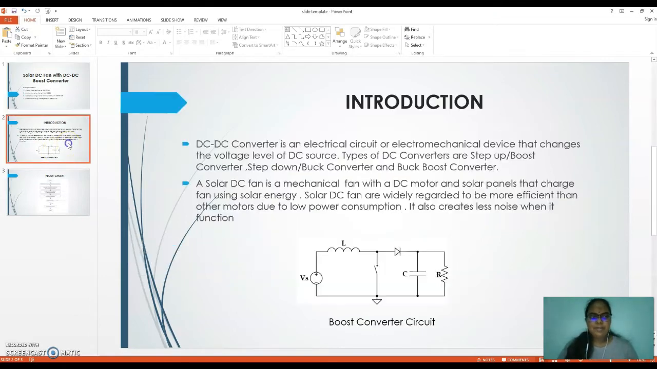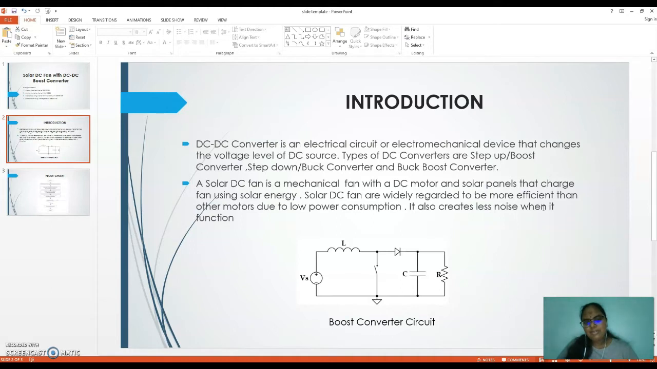So, let's begin. About the introduction, I would like to introduce a little about DC to DC converter and a solar DC fan. A DC to DC converter is an electrical circuit or electromechanical device that changes the voltage level of a DC source. The types of DC converters are step up, also called boost converter, step down, also called buck converter, and buck and boost converter.